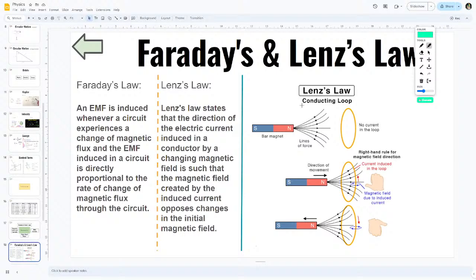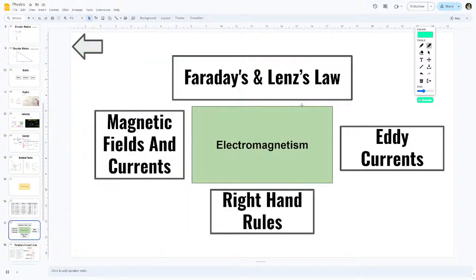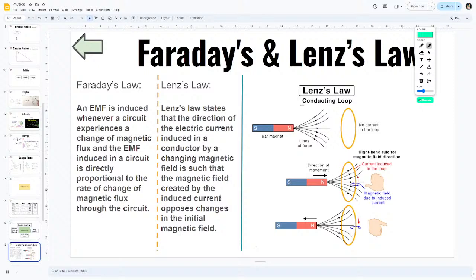Okay, Faraday. We're now doing electromagnetism. This is probably the hardest one. Faraday's law is that an EMF is induced whenever a circuit experiences a change of magnetic flux, and the EMF induced in a circuit is directly proportional to the rate of change of the magnetic flux through the circuit. I'm writing, yep.